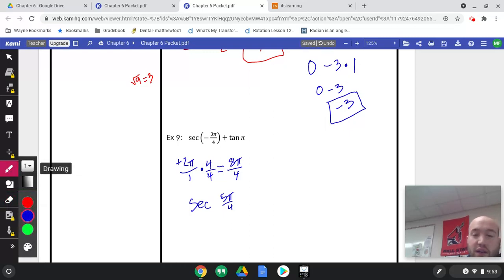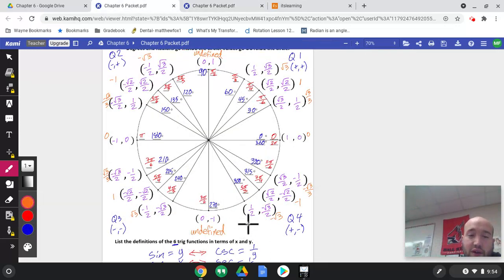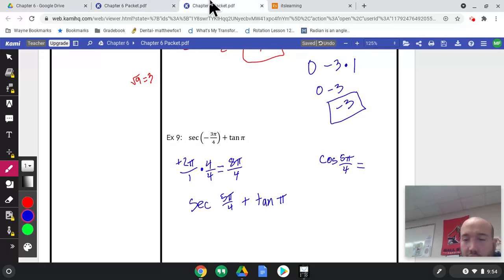Now, whatever we get there, we're going to add with the tangent of pi. Before we find the secant of 5 pi over 4, since that's a reciprocal, I want us first to think: secant pairs up with, and hopefully remember, cosine. So first, let's find the cosine of 5 pi over 4. What is the cosine of 5 pi over 4? So we go back, cosine of 5 pi over 4. Down here, cosine is negative square root of 2 over 2.